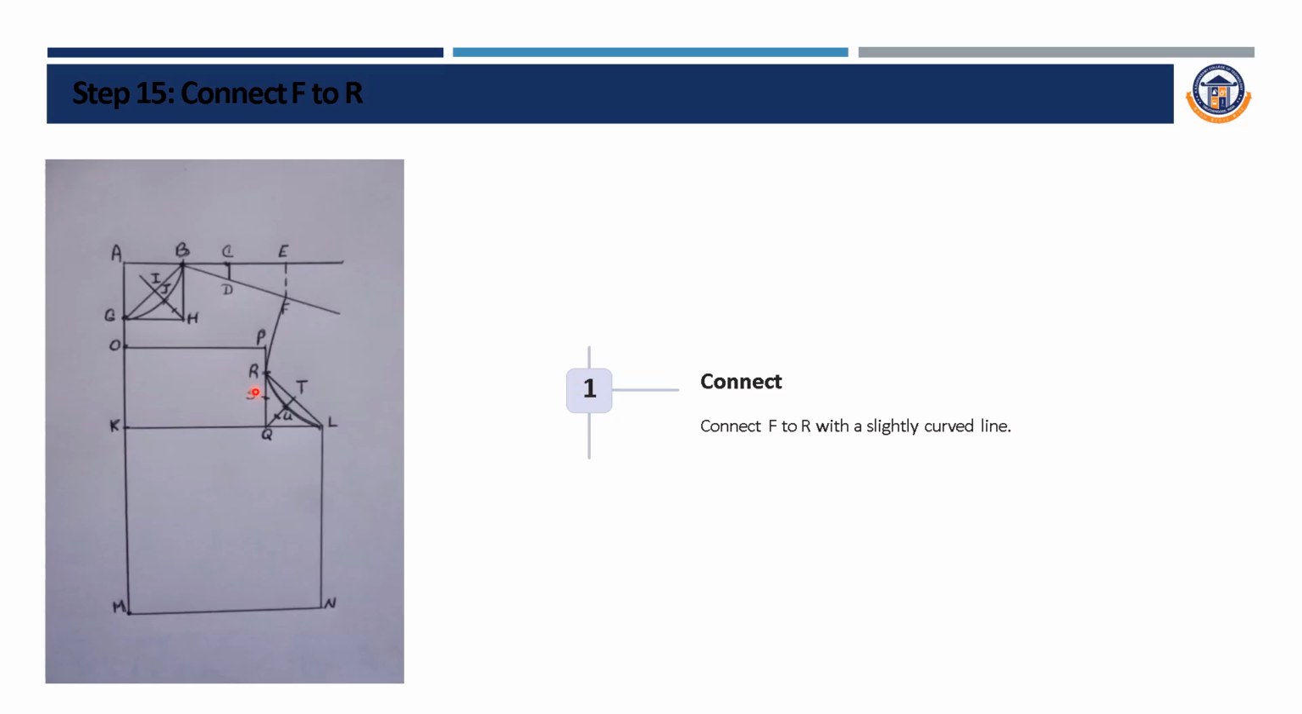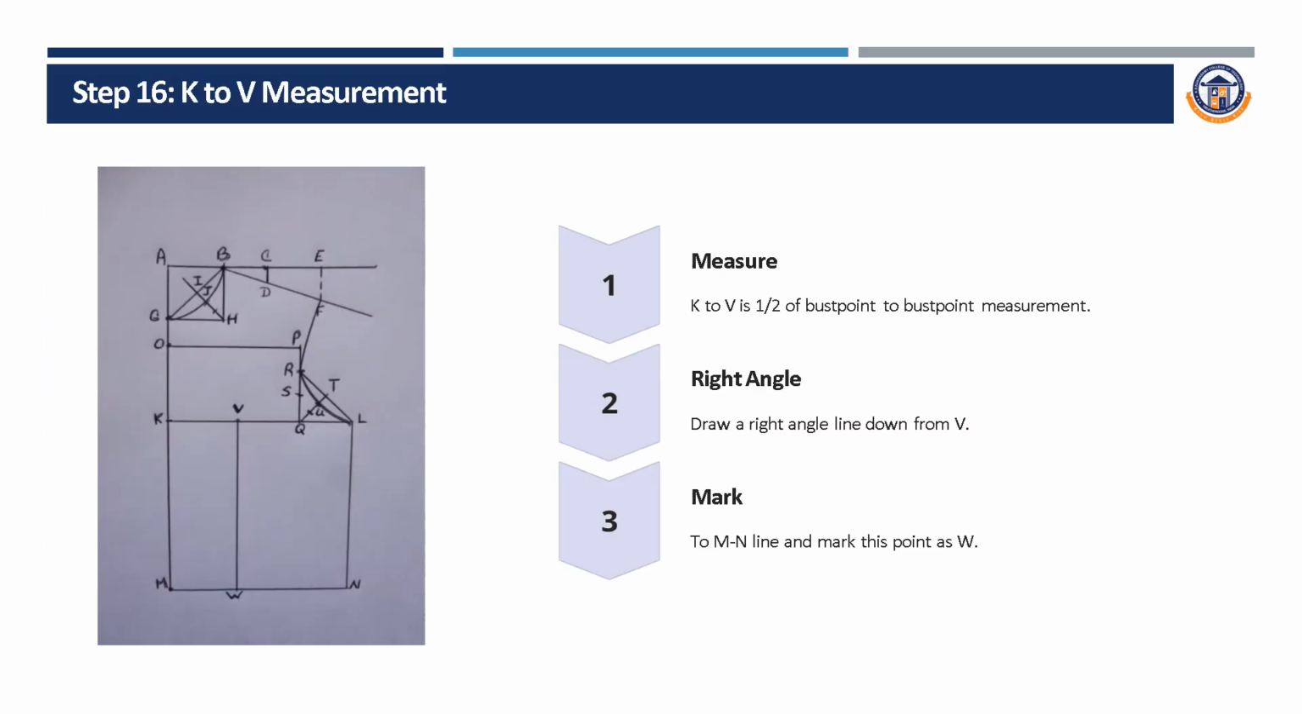Then connect each and every point with this particular line. So from R to F you connect with a slight sloping curve. Then R to L, you will have one sloping curve, and similarly you will have a horizontal line. Now connect F to R with a slightly curved line as shown to get the basic body shape. Now you measure K to V, one half of the bust point to bust point measurement.